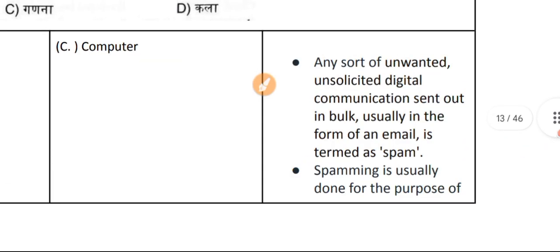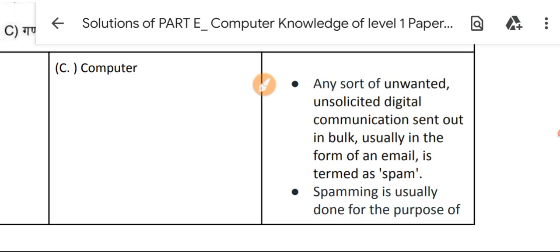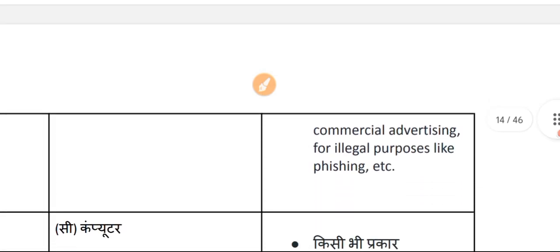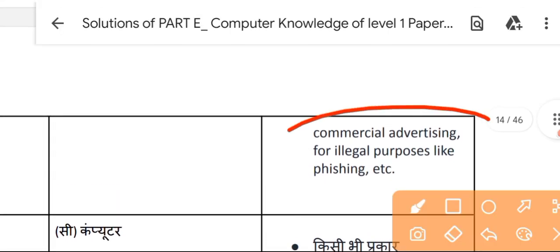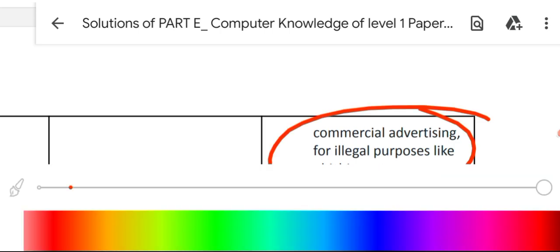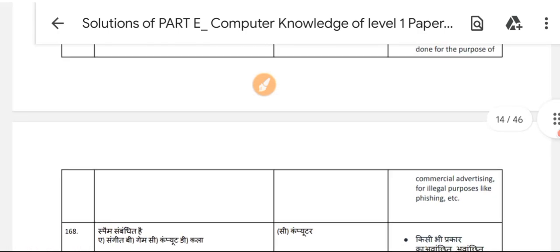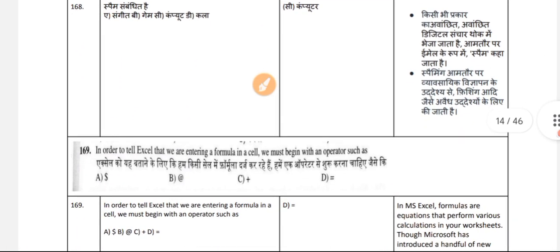A short term for unwanted or unsolicited digital communication sent in bulk, usually in the form of email, is termed spam. Spamming is usually done for commercial advertisement or for illegal purposes like phishing. Okay, so you understand about spam. Spam is related to computers.